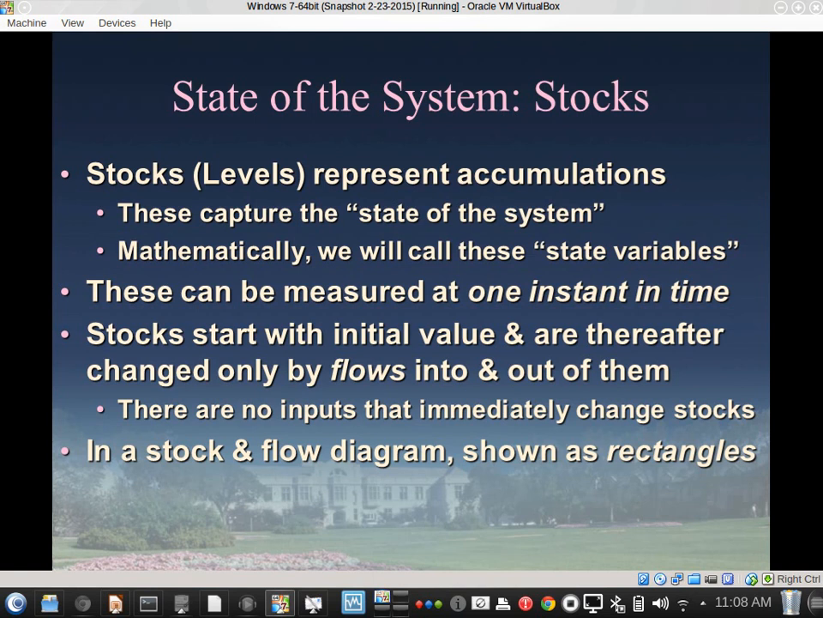Stocks here represent accumulations. They represent the state of the system, kind of the current status of the system. In many areas in the engineering sciences and physical sciences, we call these state variables. These are things that can be measured at a single instant in time, in contrast to flows, which we'll get to in a minute. And stocks start with some initial value, which you have to specify, and then they're only changed by flows. They're changed by flow in and flow out. And stocks are shown as rectangles in a diagram.